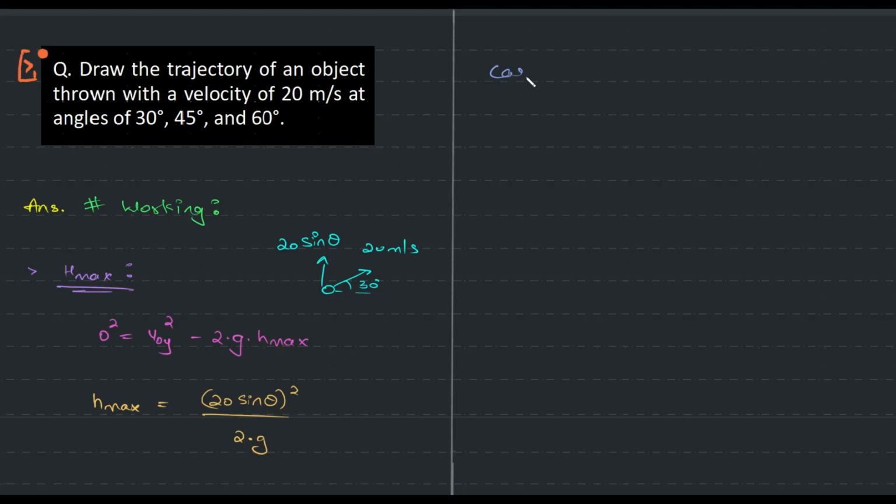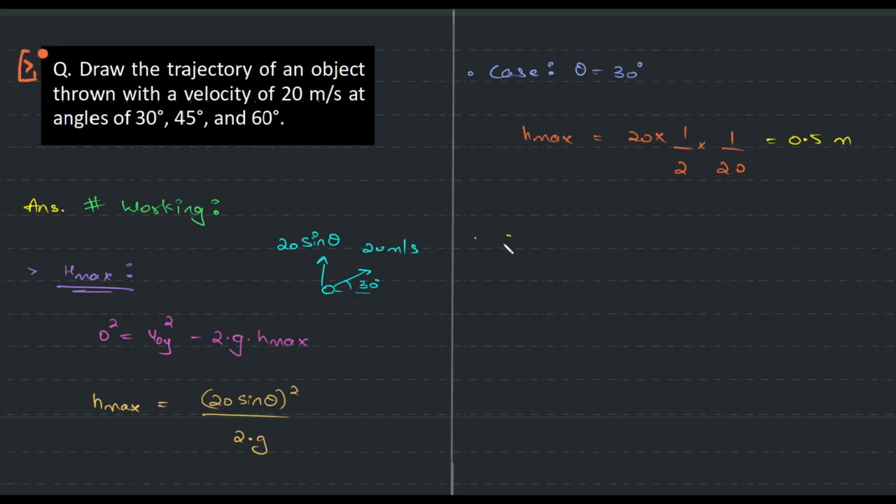So now we have cases for theta is equal to 30 degree. My h max will be 20 into sine 30 is 1 by 2. So 1 by 2 into 1 by 20. I'm taking g as 20 by the way, sorry, 10. So this is basically half a meter. So this is case 1.